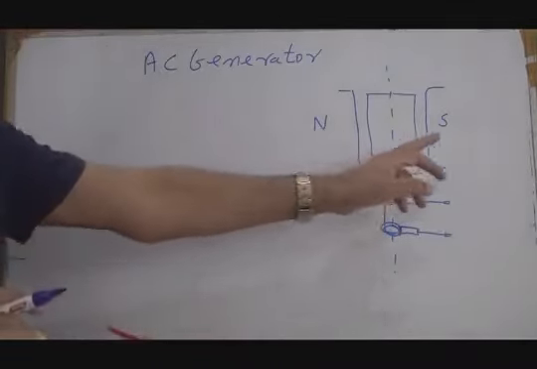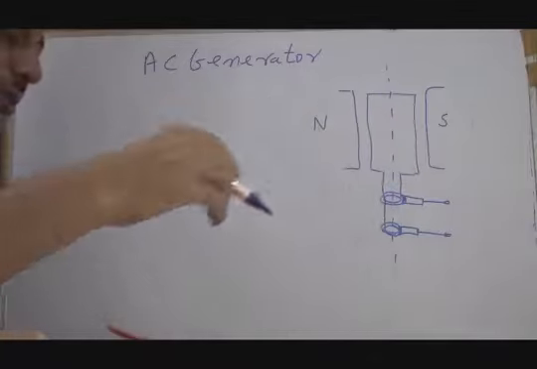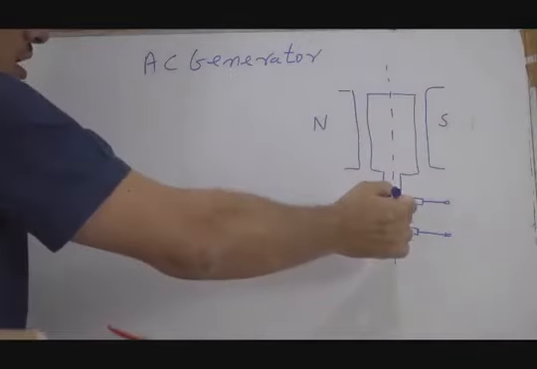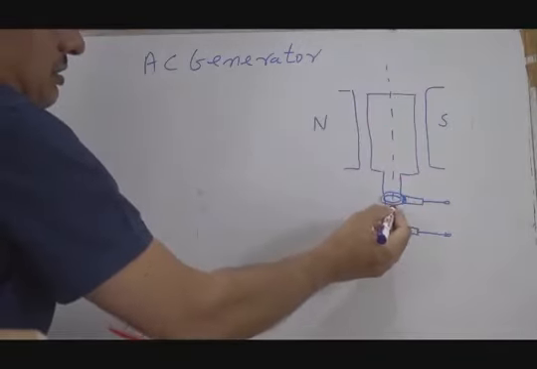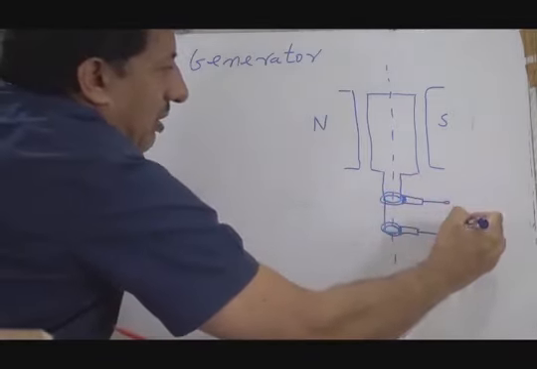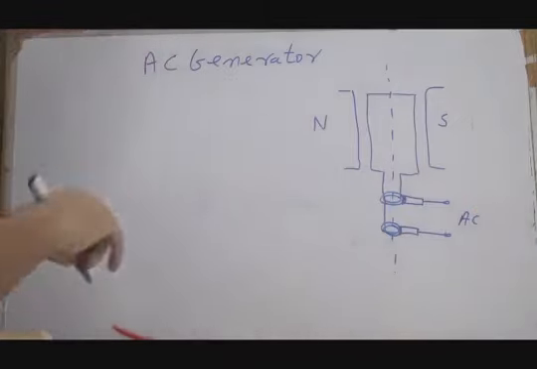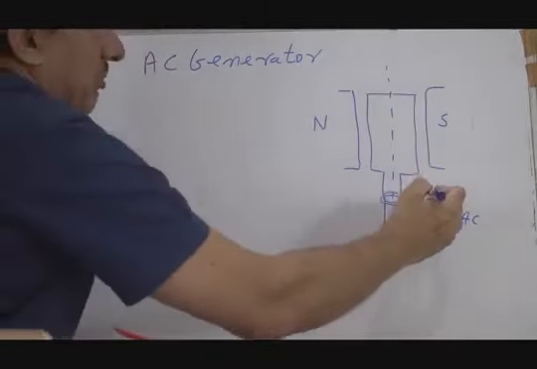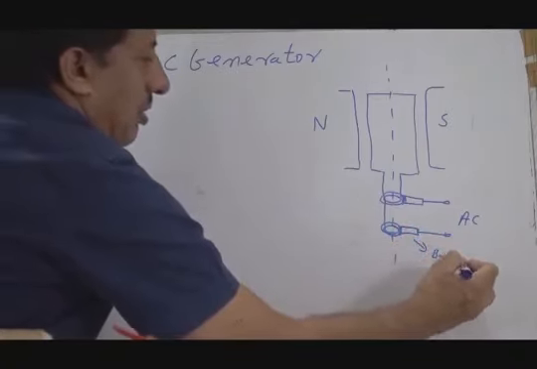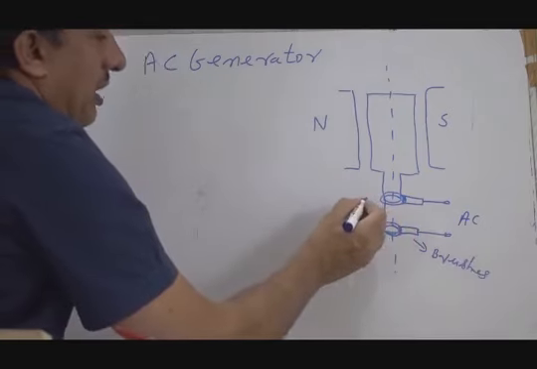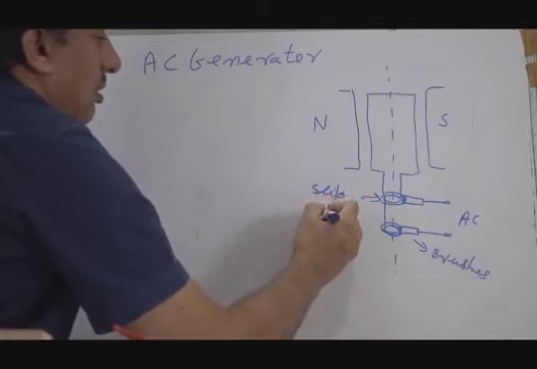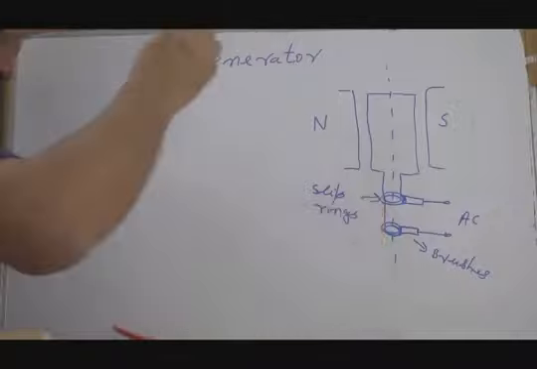These are two magnets, North Pole and South Pole. This is the coil which is placed in between the magnetic field, and this coil can rotate on this axis, and we will get AC output here between these two terminals. These are brushes, carbon brushes, and these are slip rings.